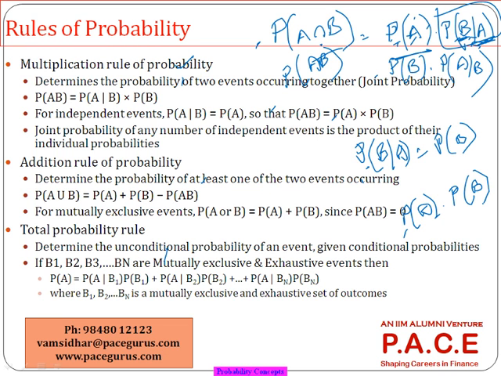Then we could have scenarios talking about the either-or kind of occurrence between the events. What is the chance that either A or B will occur?